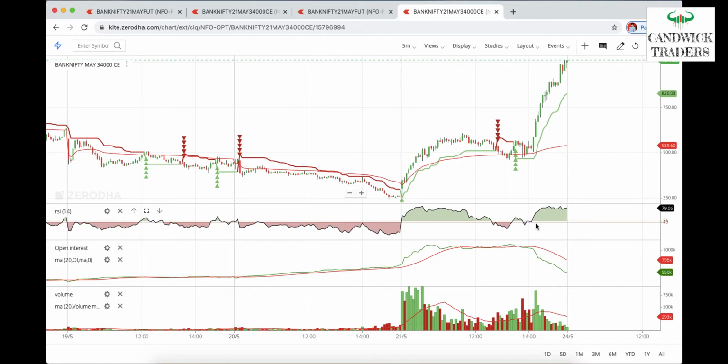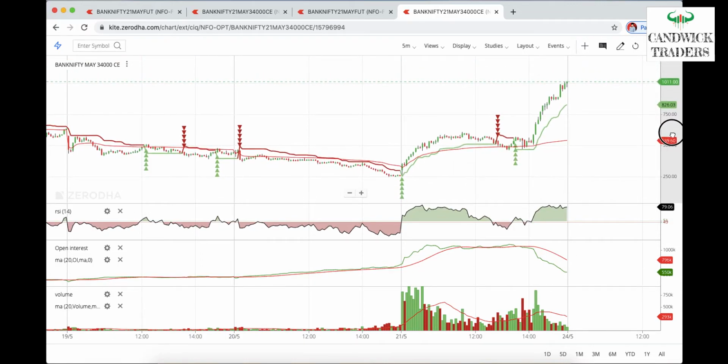So if RSI goes above 51, it will turn green. If it comes down below 49, it will turn red. This is for simple indication purposes only. There is no theory related to this, like oversold and overbought. And so this is the basic setup here.